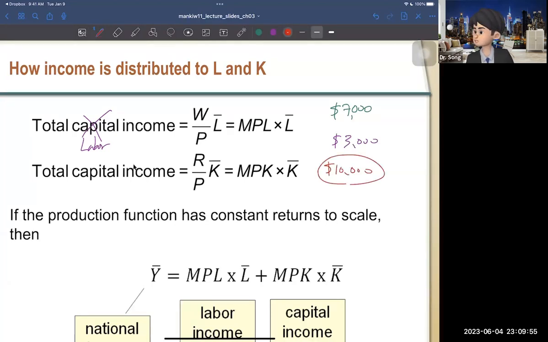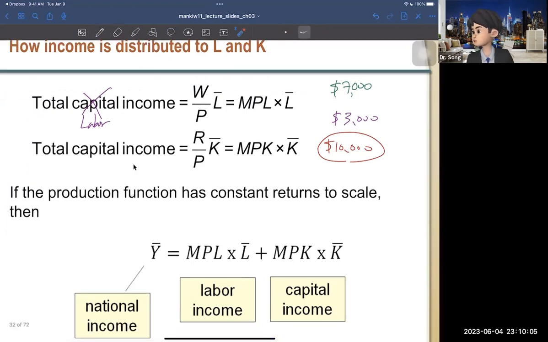Okay, so this is my total income. My labor income is $7,000. My capital income from a condo, that's the $3,000. Okay, so here, this example tells us, well, my labor income is 70% and the capital income is 30%.